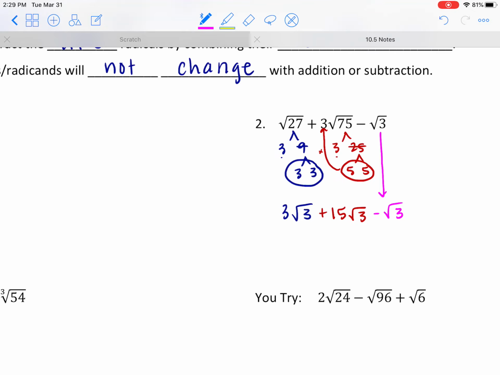And then good news, we don't have to simplify this, so that minus radical 3 comes down. And now we have 3 like radicals. They're all radical 3s, so we can put them all together by combining the coefficients.